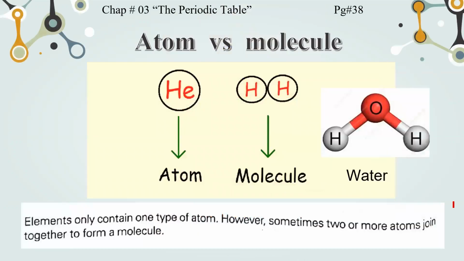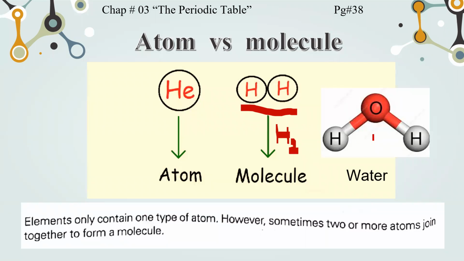Look at this picture. This picture will explain the difference between atoms and molecules. An atom is a single form, and a molecule is a combination of different atoms or identical atoms. Here in this molecule, you can clearly see that both atoms are hydrogen. So two hydrogen atoms are joined together and form a hydrogen molecule, H2.